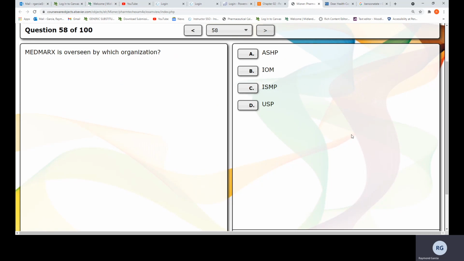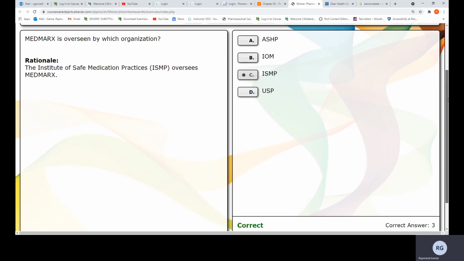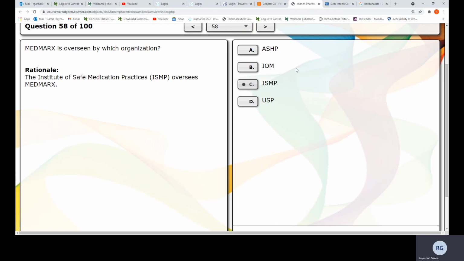MedMARx is overseen by which organization? ISMP. Good job. MedMARx, ISMP.